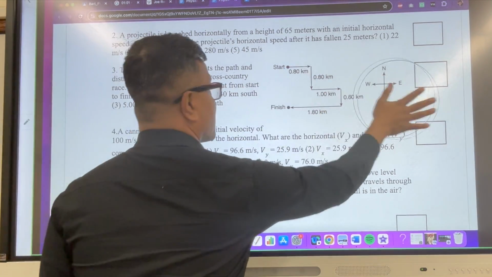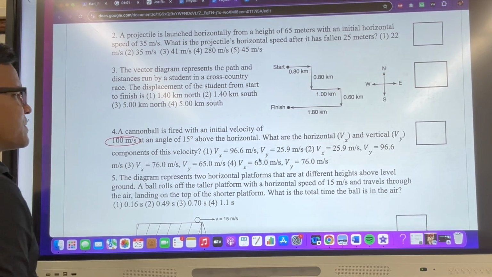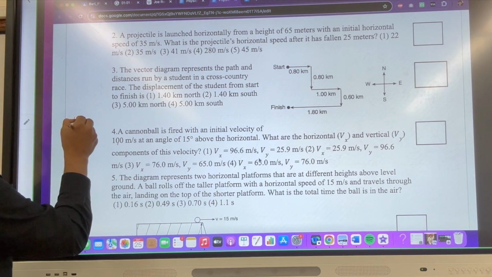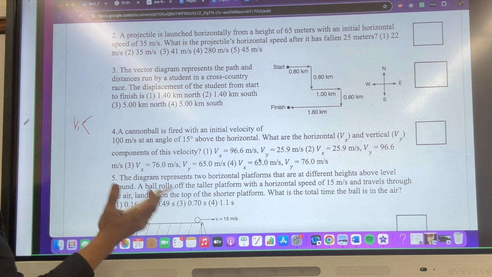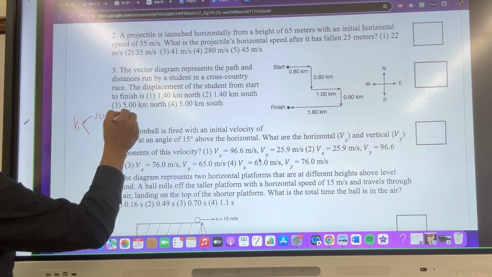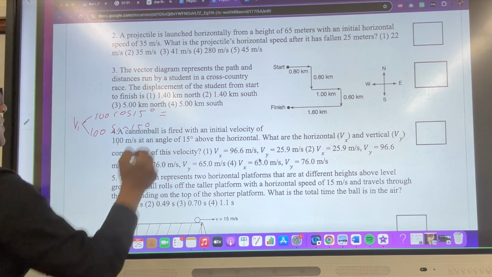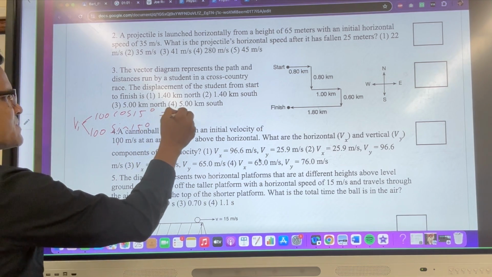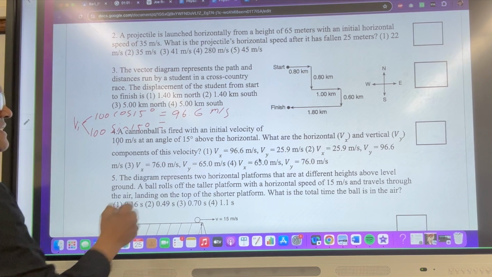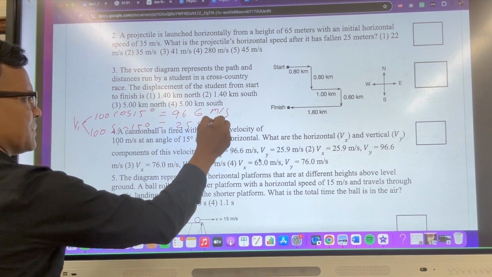And that takes us to problem number 4. What is problem number 4? Problem number 4, I give different things to different people. This one is 100 meter per second. If your initial velocity is 100 meter per second, what are both components of the velocity? So 100 cosine 15 degree and 100 sine 15 degree, right? 100 cosine 15 degree is 96.6 meter per second, and 100 sine 15 degree is 25.9 meter per second.